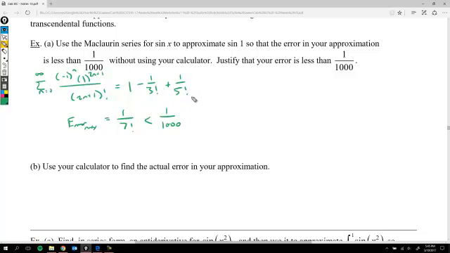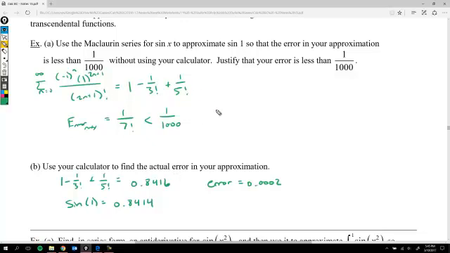Now, if you use your calculator to find the actual error, 1 minus 1 over 3 factorial plus 1 over 5 factorial is 0.8416. I'm truncating after 4 decimals here. Now, if you find sine of 1, it's 0.8414. So even just using 3 terms, I got a pretty good approximation. My error came out to be about 1/5000th, which, because we truncate after 3 decimals, you wouldn't even notice the error in this situation.